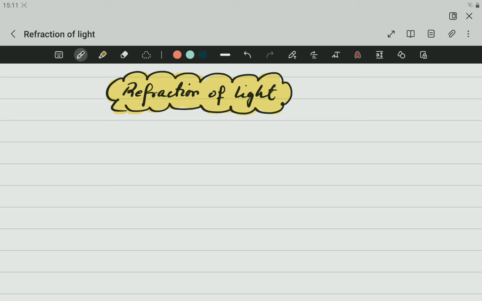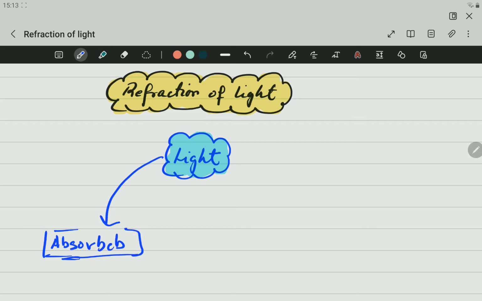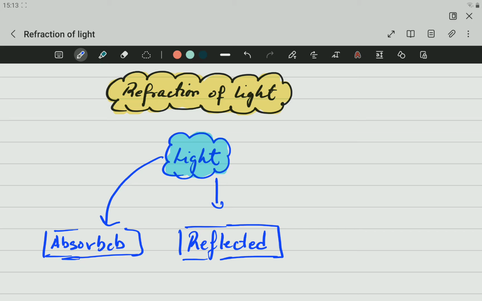But first, before we carry on, let's just recall what can happen to light, okay? Light can be absorbed, light can be reflected, and light can be transmitted. We said light can be absorbed. Remember, this happens if the object is opaque. Light can be reflected, and that is when some light is bouncing back. Also, the two of them will give the shadow at the back.